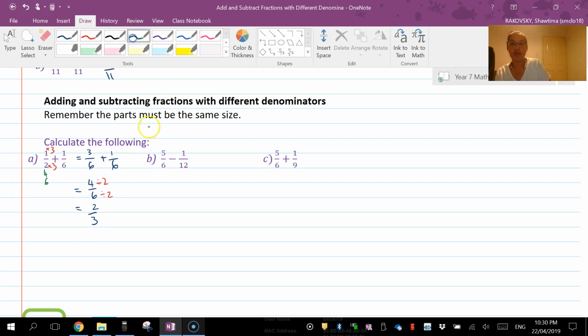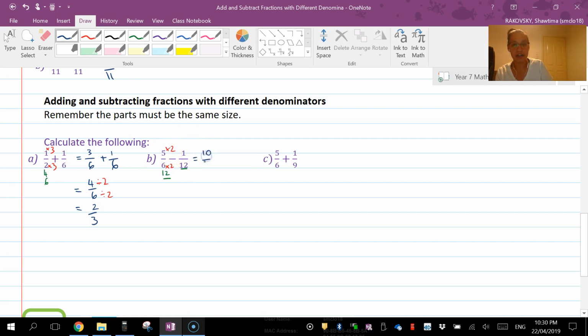again, looking for common multiples, so counting up in 6s: 6, 12, don't need to go any further. I've got my lowest common multiple. So what do I need to multiply 6 by to get it to 12? It's going to be 2. What I do to the bottom, I must do to the top. And then I rewrite my problem with the equivalent fraction for 5/6.